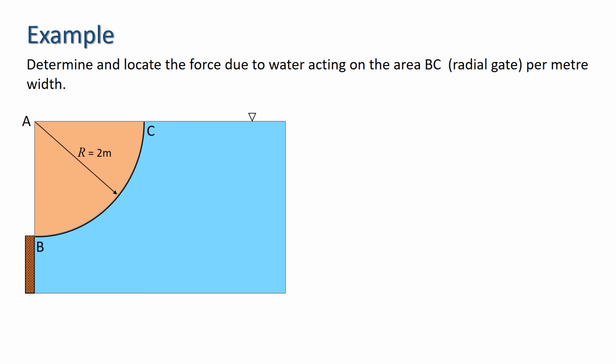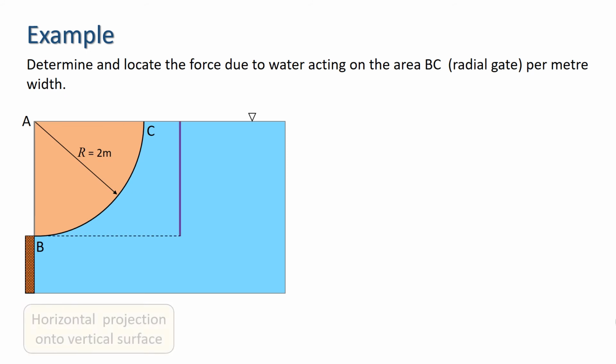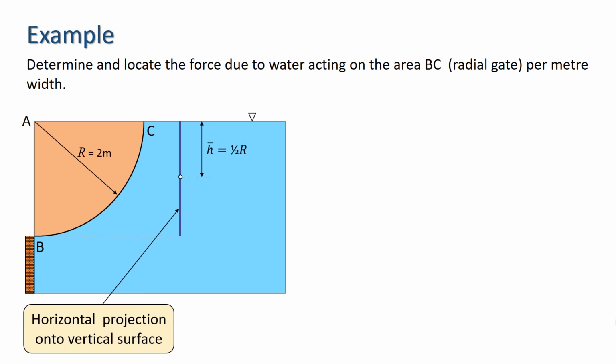Okay, let's look at an example. In this example, we want to determine the thrust acting on the radial gate shown here. Consider the horizontal component of the thrust. First, we project our curved surface onto a vertical surface. The centre of gravity of that surface will be at a distance a half r from the surface, and the area of the surface has height r and width 1 metre, because the question states a unit width.